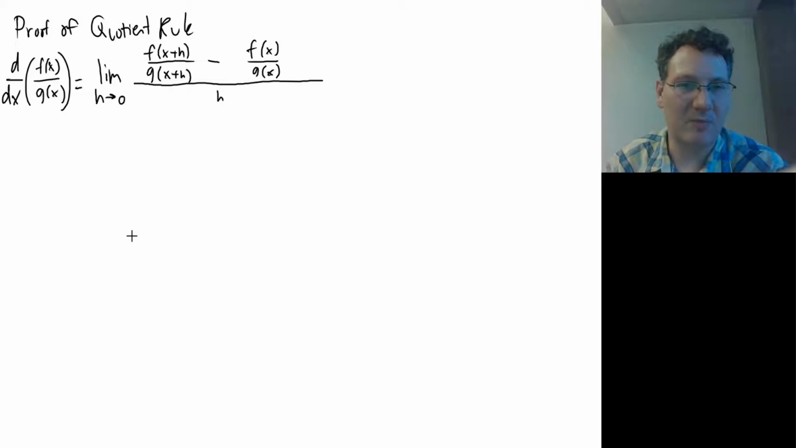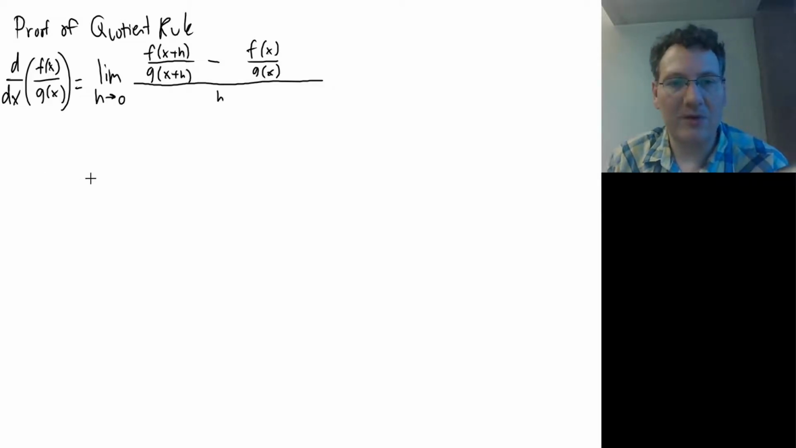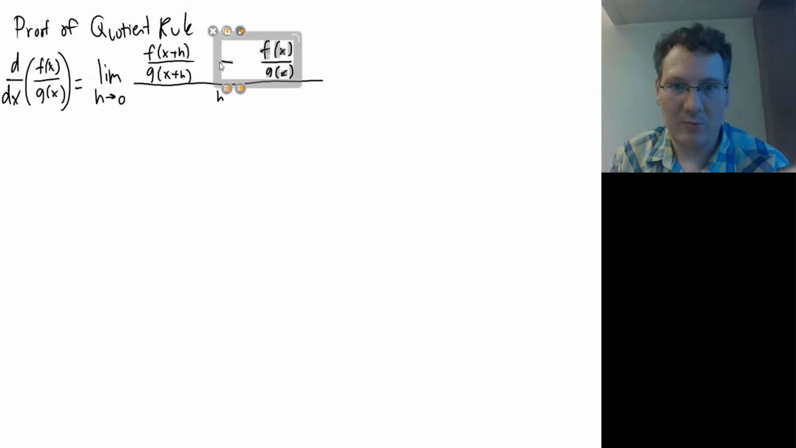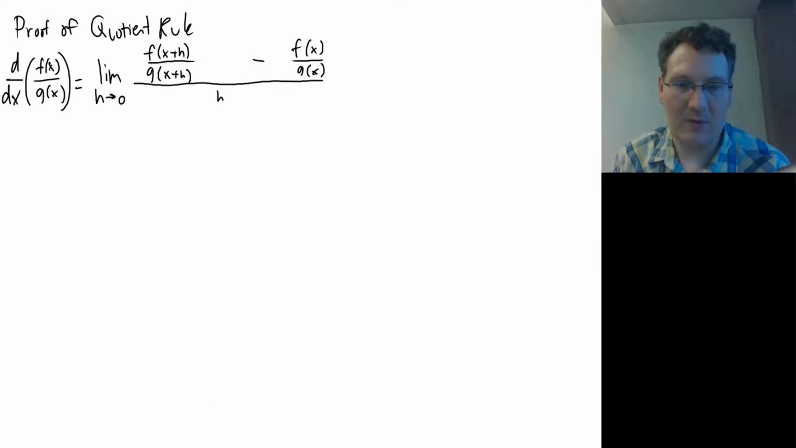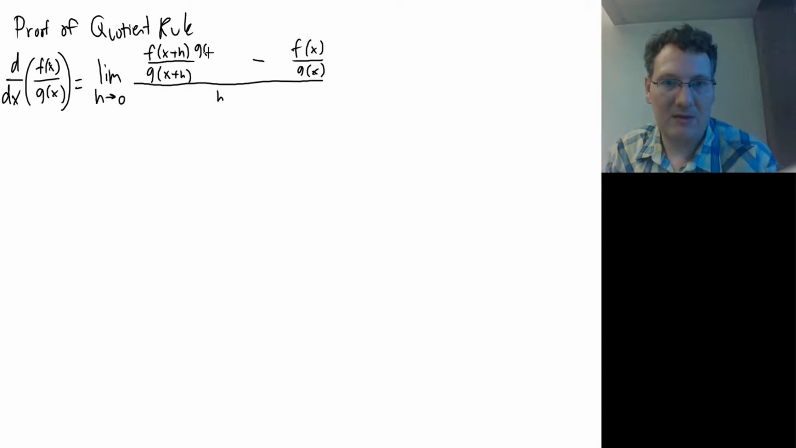So here's the definition by the limit. The derivative of f of x over g of x is the limit as h goes to 0 of f of x plus h over g of x plus h minus f of x over g of x, all divided by h. All right, so what we're going to do to start, we're going to just get common denominators up top, which means I'm actually going to move things over just a tad in order to put, for the first term, I'm going to multiply it by g of x over g of x.